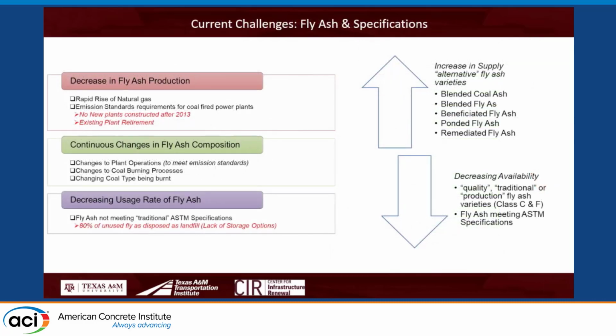But what is happening currently with fly ash in the US is a continuously changing composition of fly ash. We have less and less of the good quality, highly reliable traditional Class F and Class C fly ashes, but we have a lot of new blended fly ash as well as beneficiated and ponded varieties coming up. And this was, I think, one of the reasons why they asked us to do it, because running the tests every single time could be problematic.